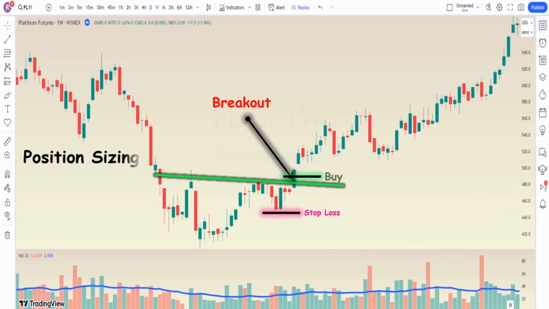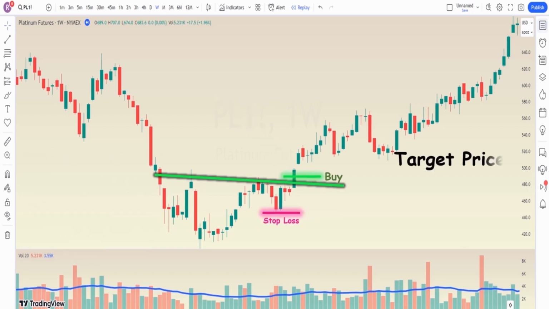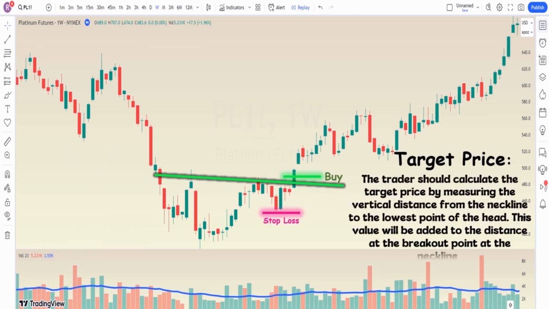Position sizing. The trader would also determine the size of the trade based on their risk tolerance and the distance between the entry point and the stop-loss. Target price. The trader should calculate the target price by measuring the vertical distance from the neckline to the lowest point of the head. This value will be added to the price at the breakout point at the neckline.